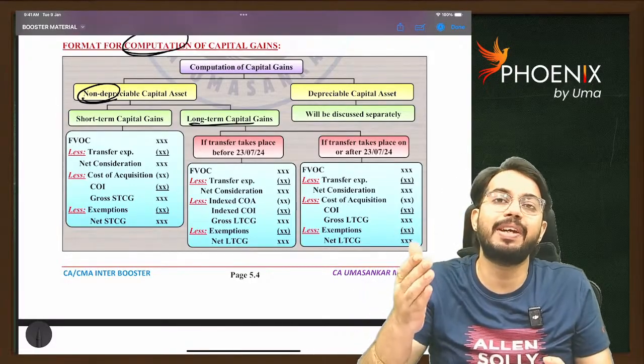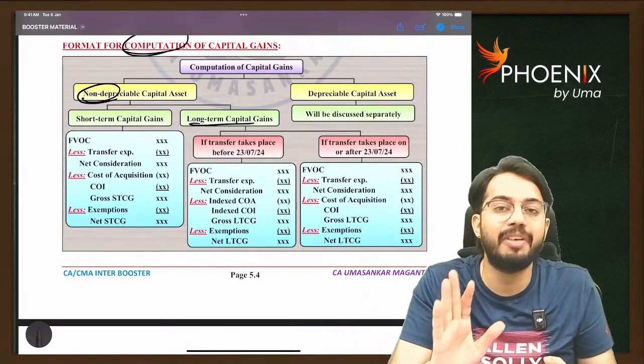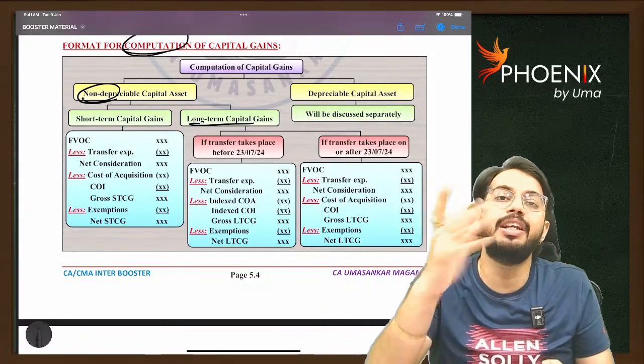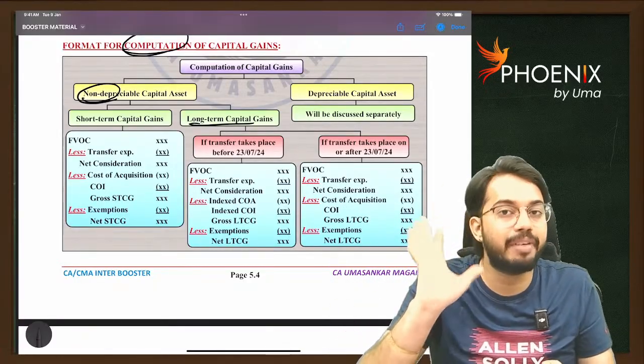This indexed cost of acquisition, cost of improvement, that is also available up to 23rd July 24. After 23rd July 24, there is no concept of indexation except in one situation.